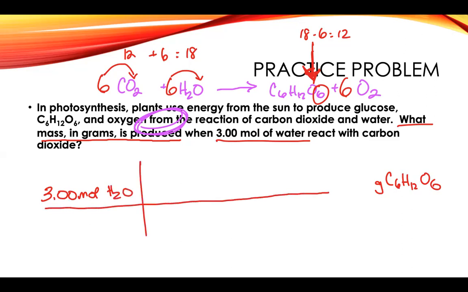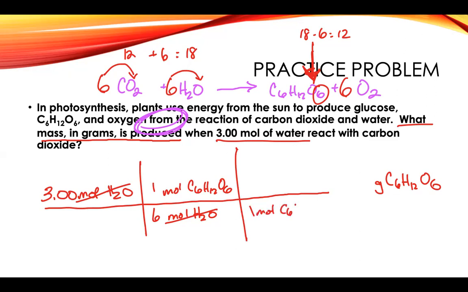Pretty long one. All right, first thing I need to do, change moles of water into moles of glucose. So based on my balanced chemical equation, I have 6 moles of water on the bottom, and I have 1 mole of C6H12O6 on the top. So I cut that, and then I have room for my next conversion factor, which is molar mass. So 1 mole of C6H12O6 on the bottom.